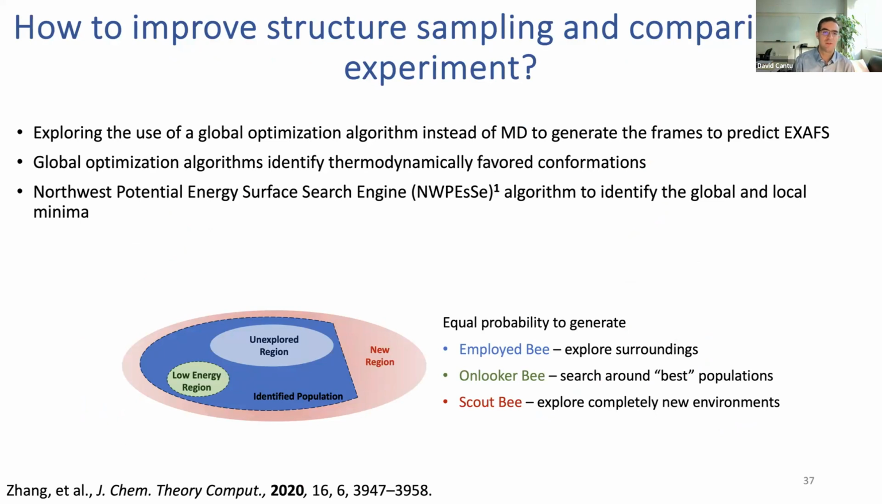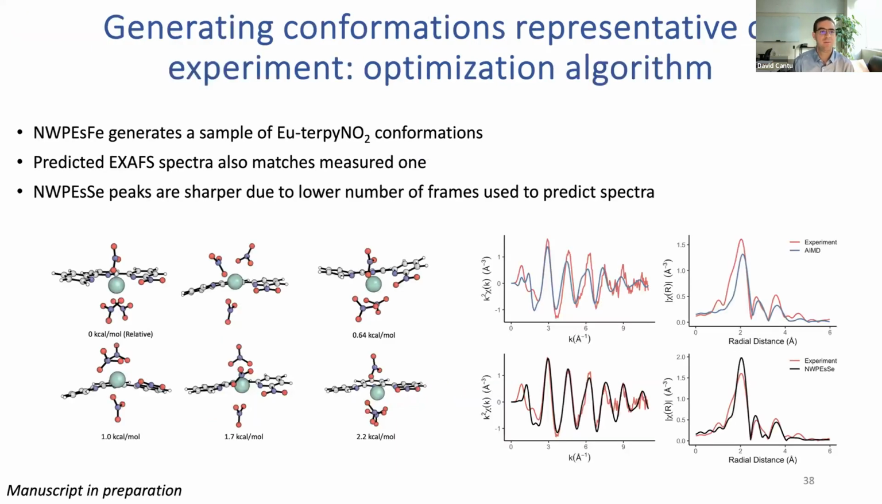We explored the use of a global optimization algorithm instead of MD to generate the frames and predict the EXAFS. And we're using the Northwest Potential Energy Surface search engine that will explore other regions of conformational space. What the global optimization algorithm does is generate many different conformations. Oh, I forgot to put in the energies in there, but everything's within 2 kcal per mole.